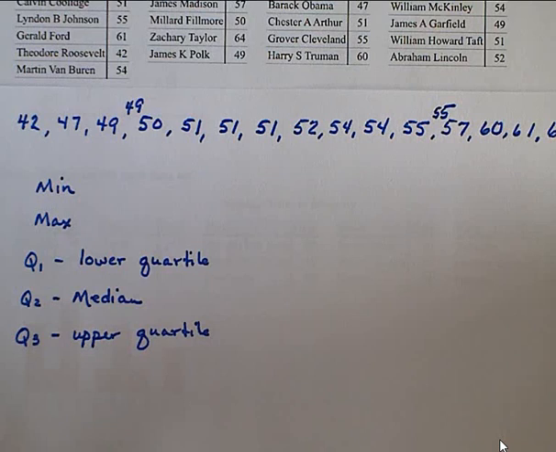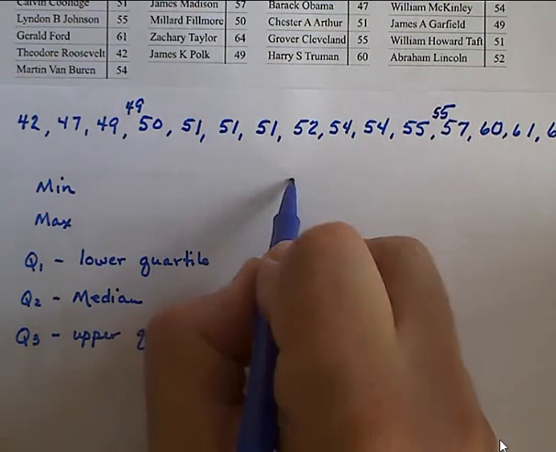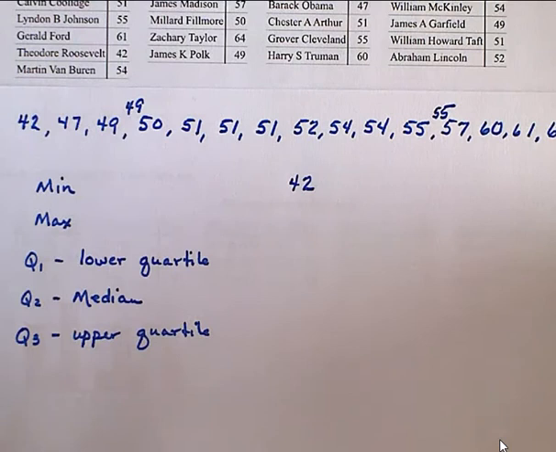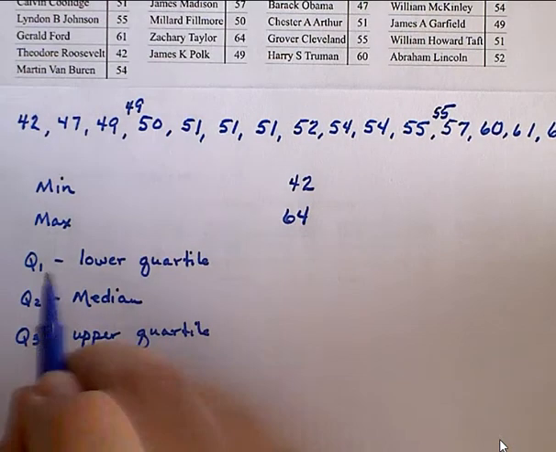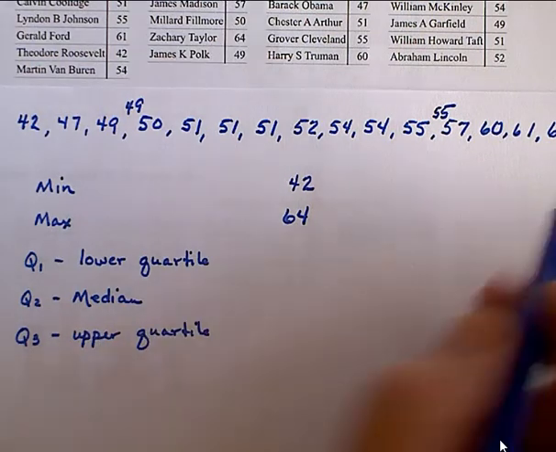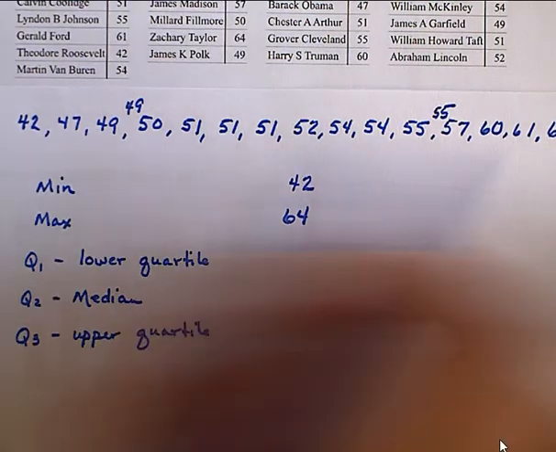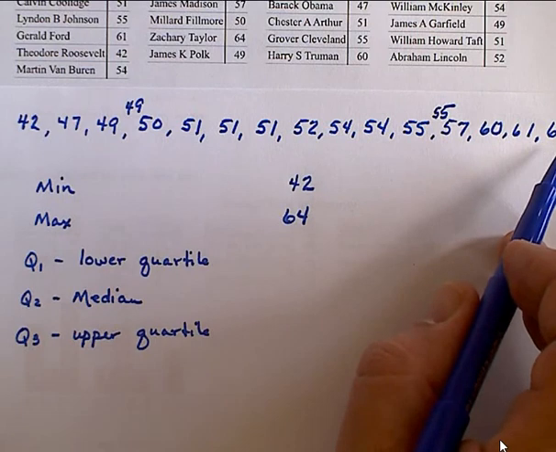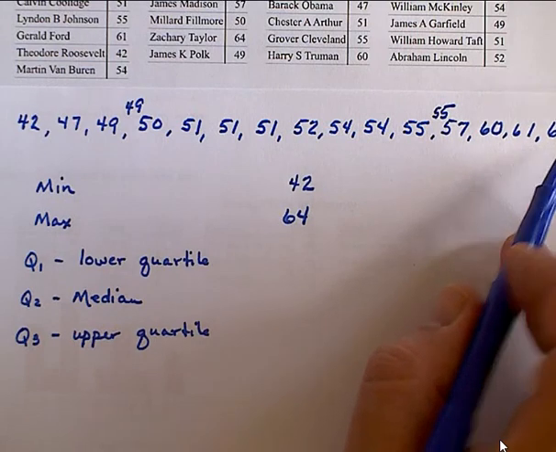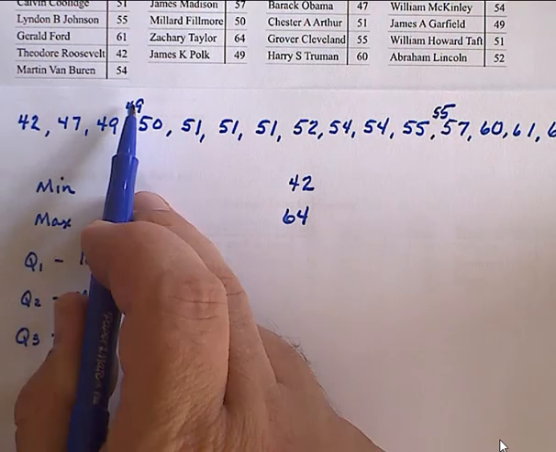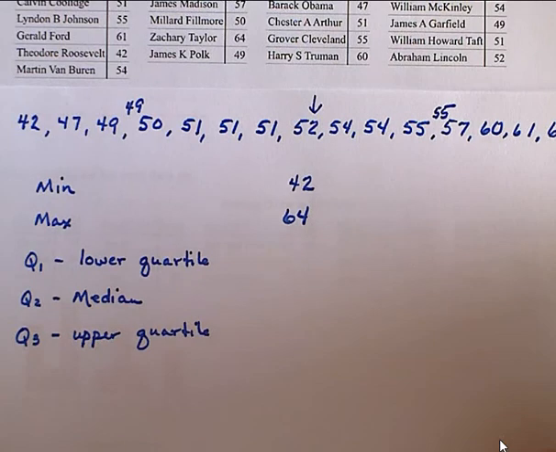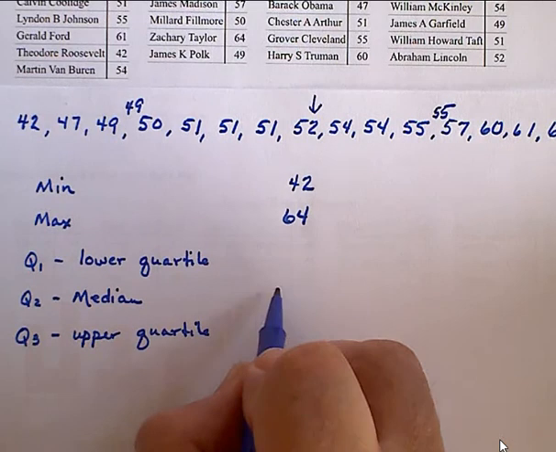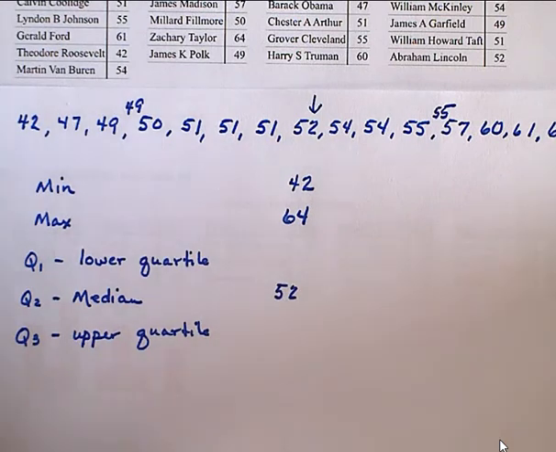Okay, so the minimum is 42. The maximum is 64. So let's find the second quartile. Since there are 17 numbers, you split that up into 8 and 8 and 1 in the middle. So the ninth number, there's my ninth number right there. Okay, so the 52 is my median.